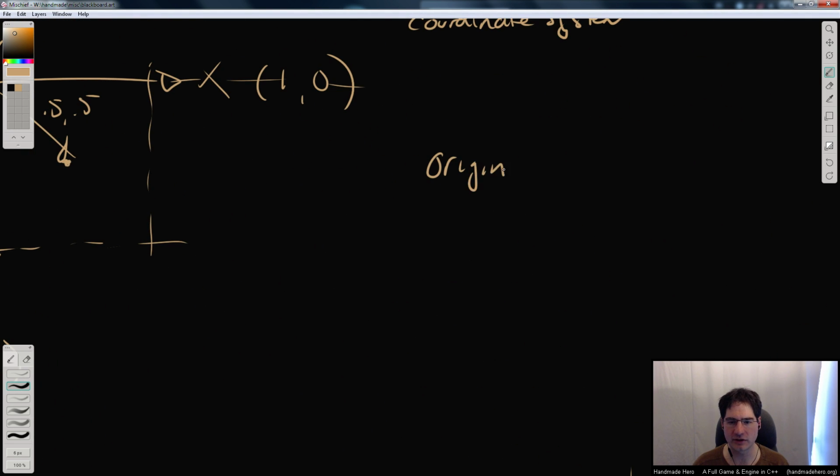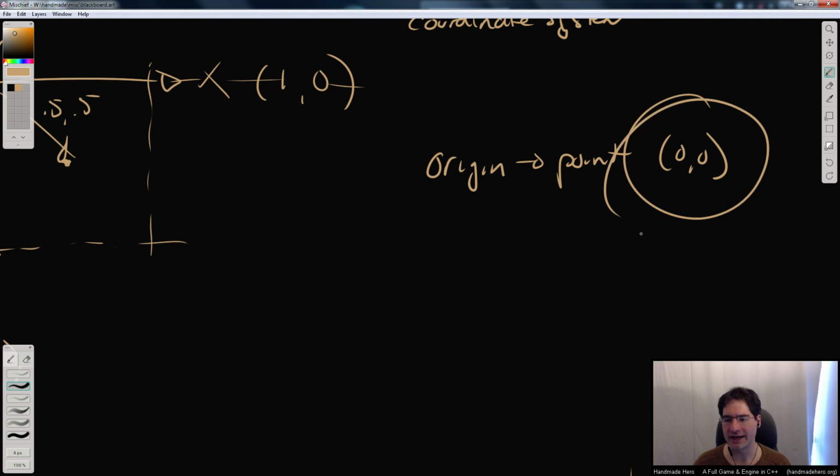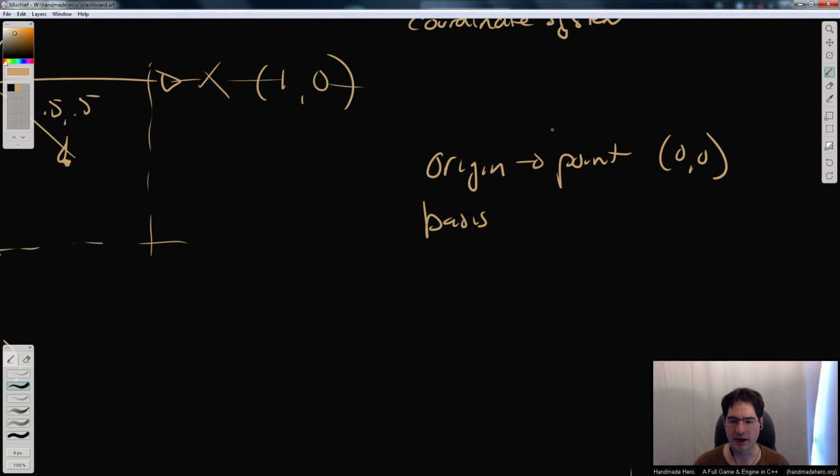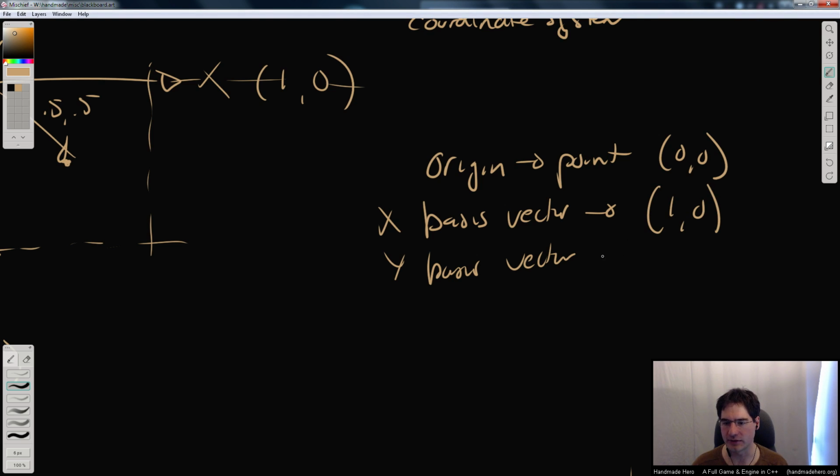We have to have the origin, we need to know where that is, right? And that's a point. That's basically saying where that is somewhere in space. And it's the point 0, 0. If someone specifies the coordinate 0, 0, where will that be? And then we need the bases. We need the x basis and we need the y basis vector, and that basically tells us what is going on. This is the vector 1, 0, and this is the vector 0, 1. Where do they point?